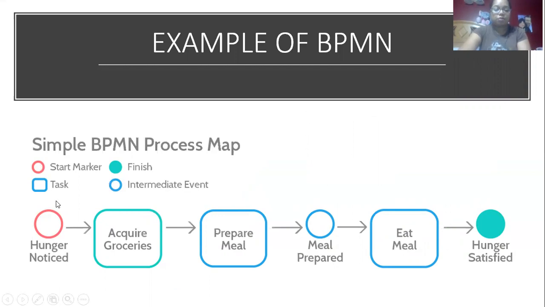So here's just a simple example. Hunger is noticed, so that's the start, and then it moves on to someone acquiring the groceries, and then they prepare a meal, and then after they prepare the meal, an intermediate event is there, and that is the meal is prepared, and then they continue to another task, which is to eat the meal, and then they end by that person's hunger being satisfied.